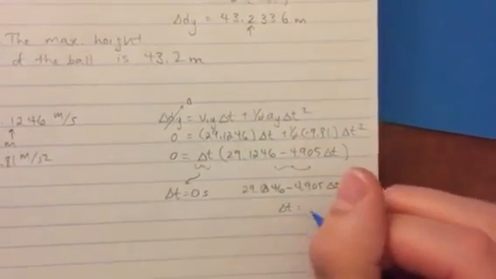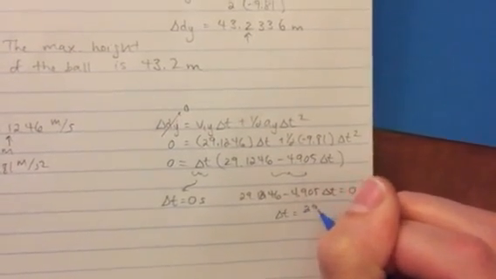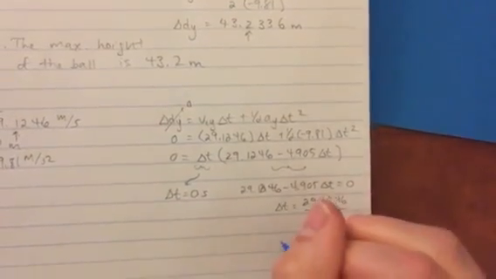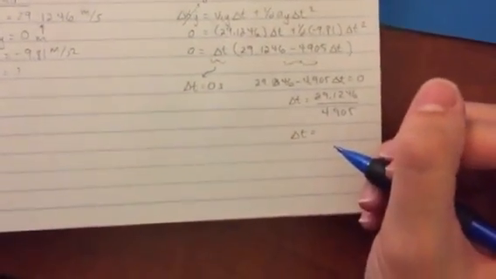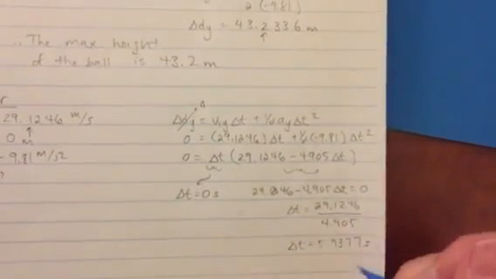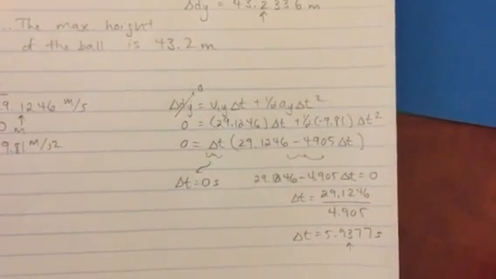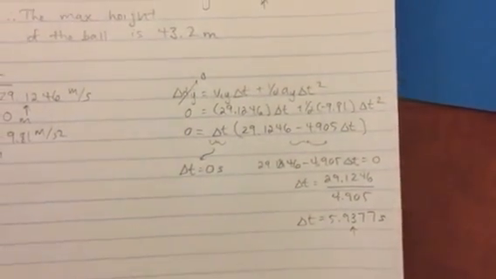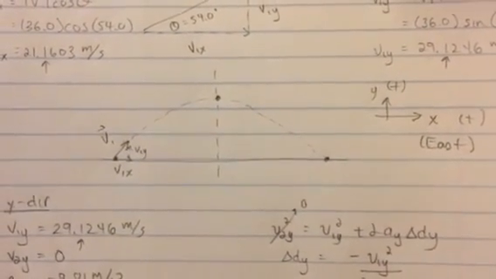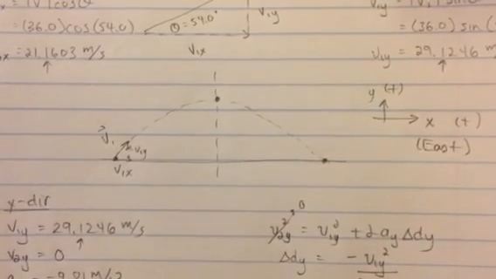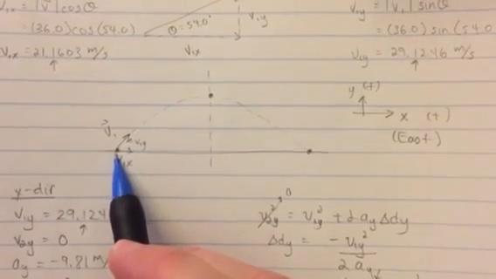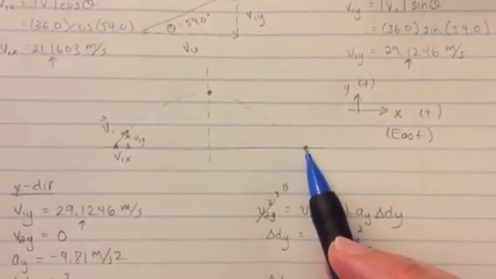Some quick rearranging tells me that delta t is equal to 29.1246 over 4.905, which gives me a delta t of 5.9377 seconds, rounded to 3 decimal places. So what do those two numbers mean? Well, if we look back to our actual trajectory, we just asked that equation, at what 2 points in time is the displacement of the ball in the vertical direction 0? Just by looking at that equation, we know it's this point when time equals 0, and this point when time is something greater than 0.